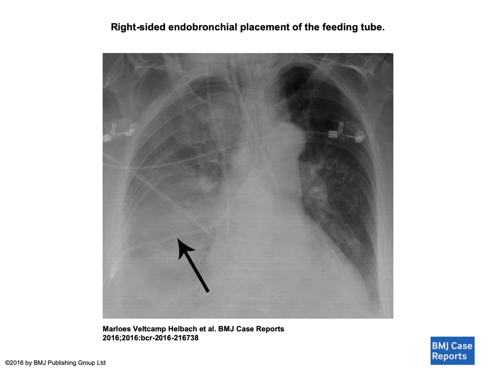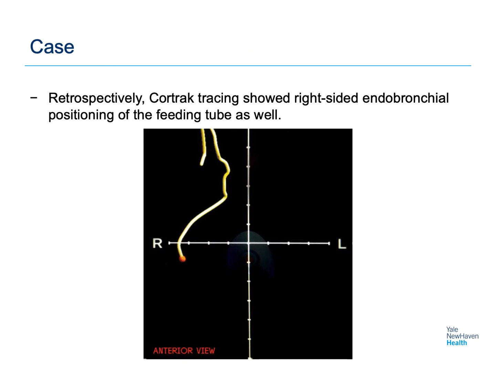This next X-ray shows that tube coursing down a little bit vertically, but then you can see on this X-ray that the tube diverts out to the right, and really gets pretty distal into the airway on the right side in this X-ray. To provide more context, this is the actual Cortrak image of that tube placement.